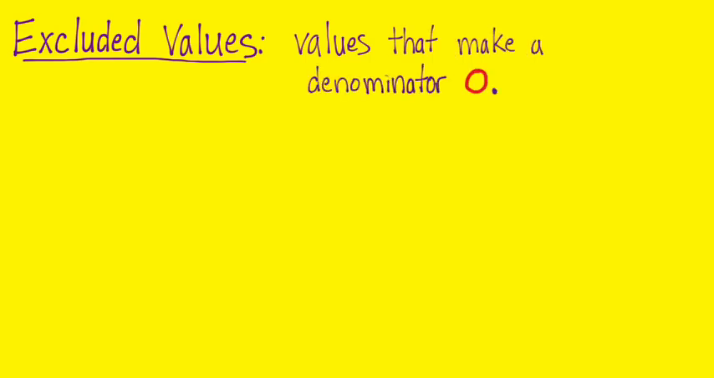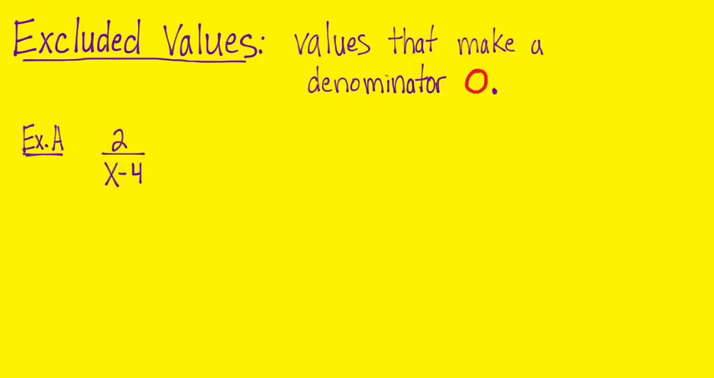All right. So let's talk about excluded values. After I've factored, there are certain numbers that I can't have be the solutions because it will make the denominator 0. And if the denominator is 0, it's called undefined. We don't divide by 0, right?